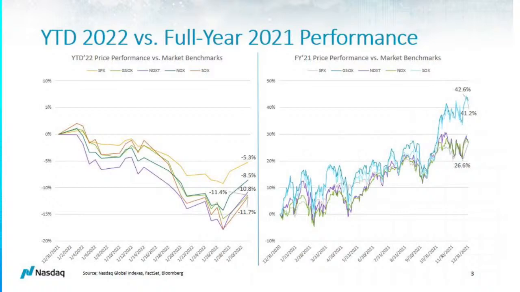That was slightly better than SOX and quite a bit better than the Nasdaq 100, the NDX, the tech sector only component of NDX, NDXT, and then the S&P, all of which were around 26, 27% for the year in 2021. So GSOX did about 1.5 times that at almost 43%.